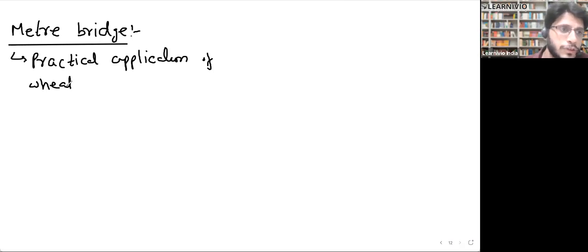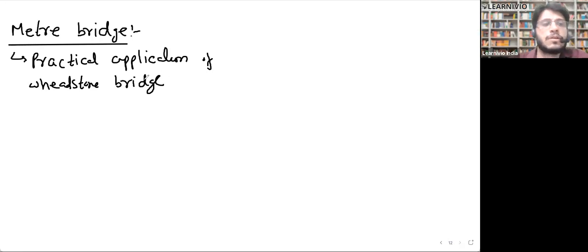Practical application of Wheatstone Bridge. That's meter bridge. When you make it in the lab, you don't make Wheatstone Bridge in the lab, you make meter bridge in the lab. So this is how we make meter bridge in the lab. So that's your Wheatstone Bridge.